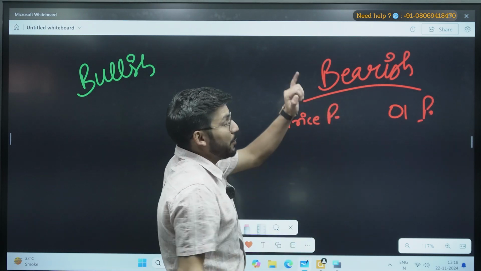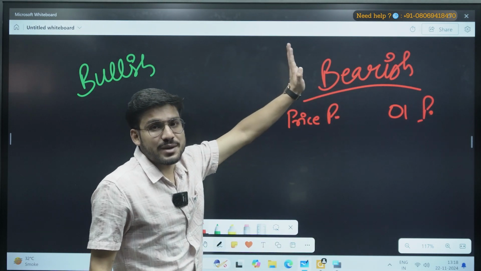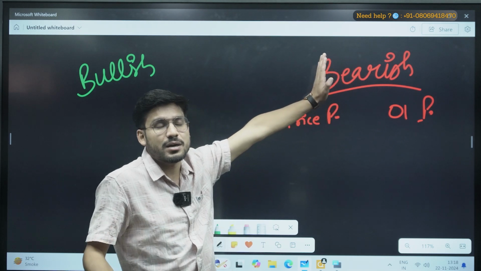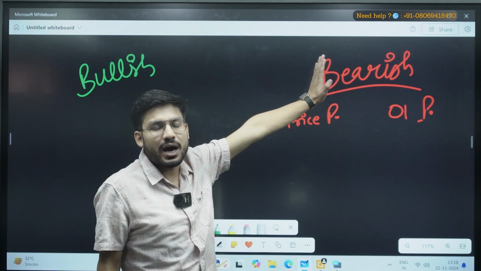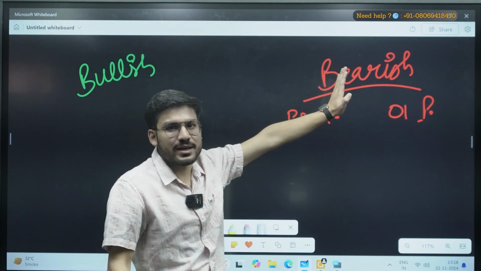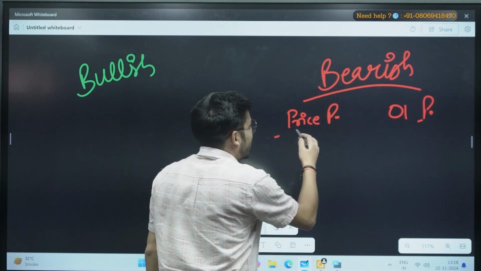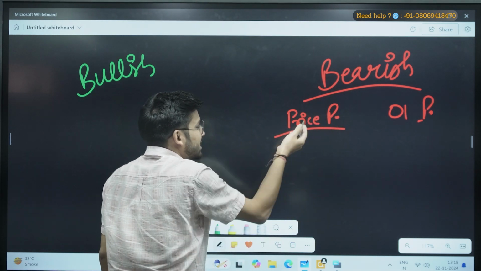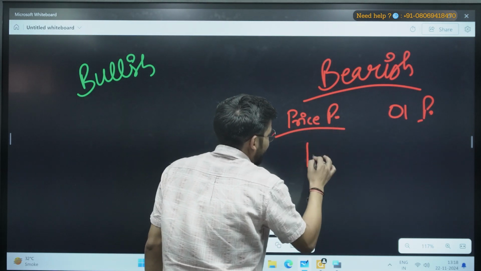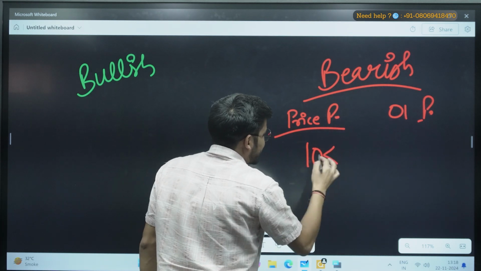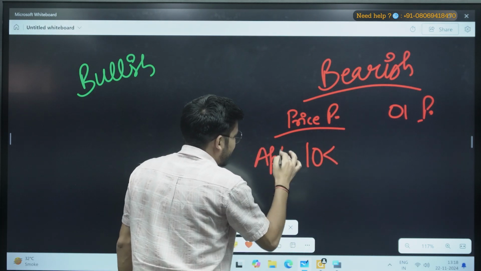Now, when I'm making my trade in the bearish direction, I could be buying a put option, or I could be taking a futures sell. At that point of time, I want my price percentile to be less than 10, or approximately 10.